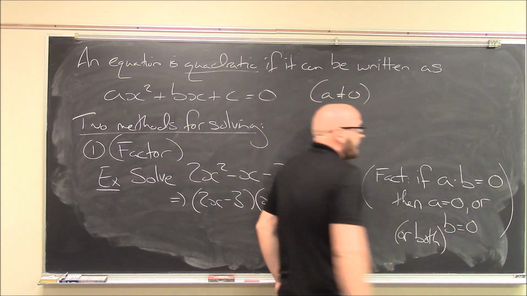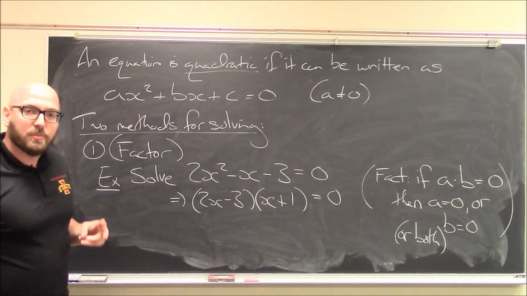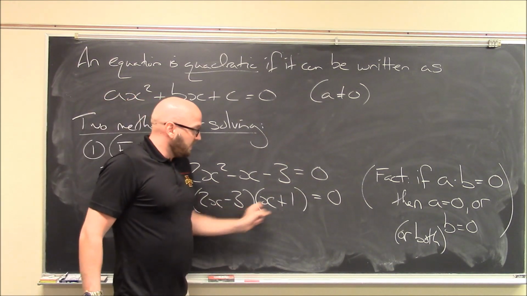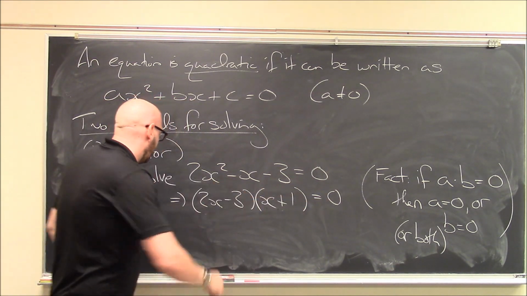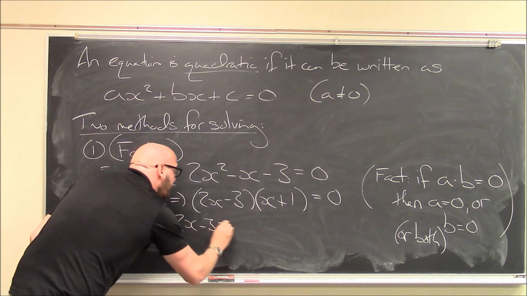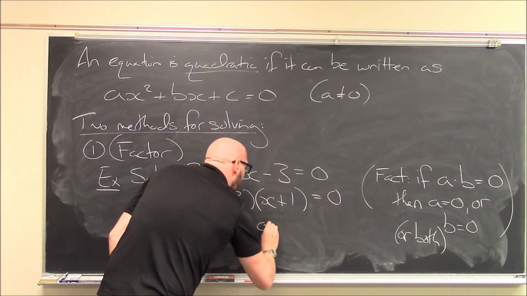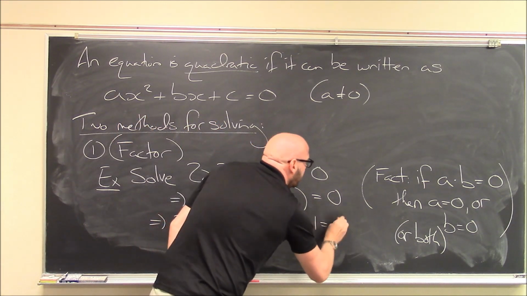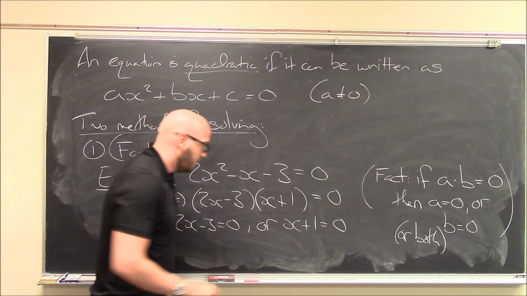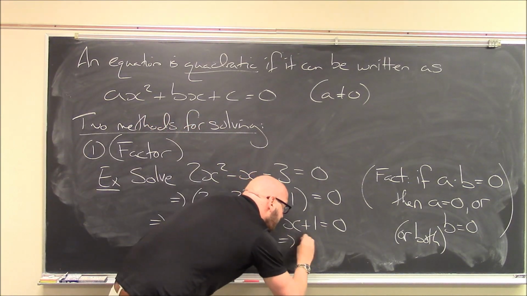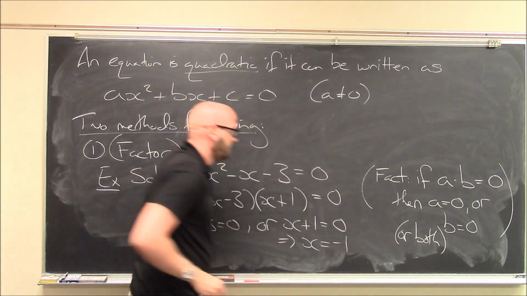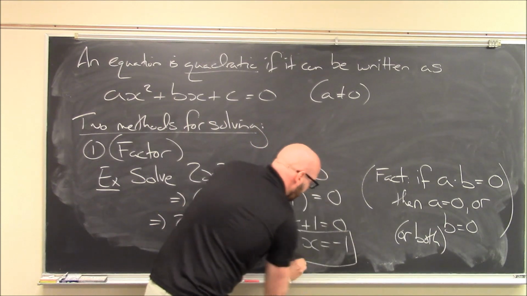right? But a really nice fact about real numbers is that the only way two numbers can multiply to give 0 is if at least one of them is 0 itself. So here I'm claiming that this equals 0, so at least one of these numbers has to be 0, right? So either 2x minus 3 equals 0, or x plus 1 equals 0. Well, if x plus 1 equals 0, I'm doing this one first because it's the easier one. If x plus 1 equals 0, what does that mean x is? Well, let's isolate x, right? Subtract 1 from both sides. X equals minus 1. There's one solution.